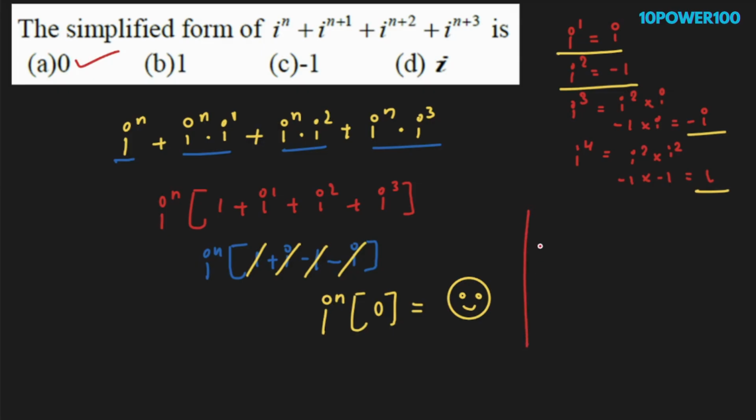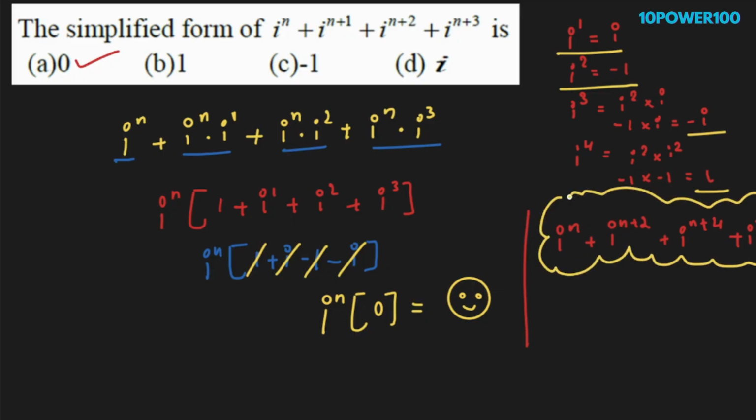Now I want you all to try this. Same type I'll give you. i power n plus i power n plus 2 plus i power n plus 4 plus i power n plus 6. Use the same strategy and find the correct answer for this and comment your answers in the comment section.